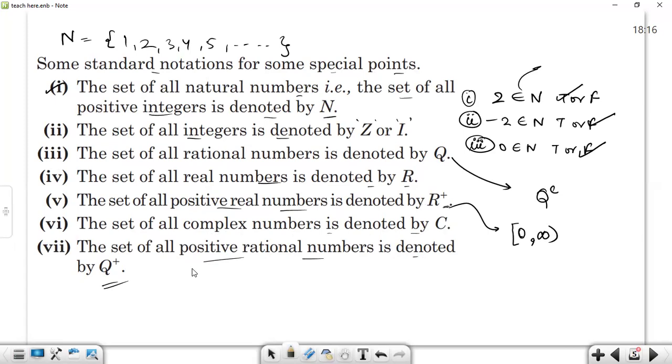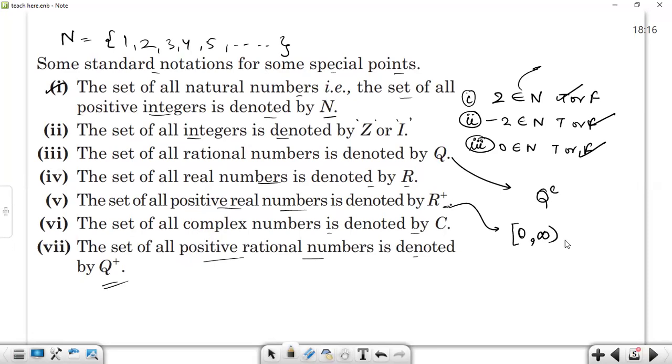Clear? Any doubt? No, sir, no doubts. Any doubt about what an integer, rational number, real number, complex number, or positive rational number is? Any doubt? No doubt.